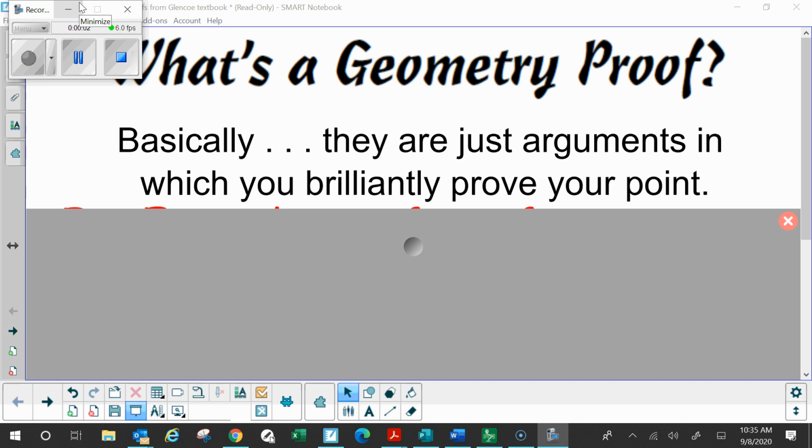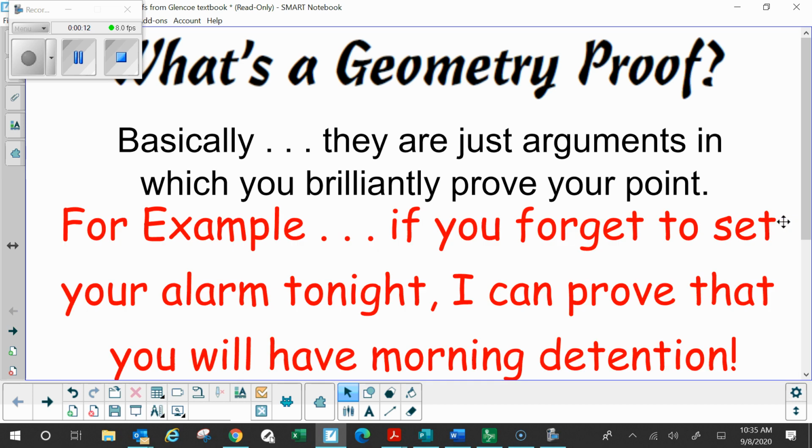So we are going to look at proofs in a little bit more detail. Basically, a proof is an argument in which you prove your point. For example, we used to have this thing called morning detention. If you were tardy, you had morning detention. So as an example, if you forget to set your alarm tonight, I can prove that you will have morning detention.